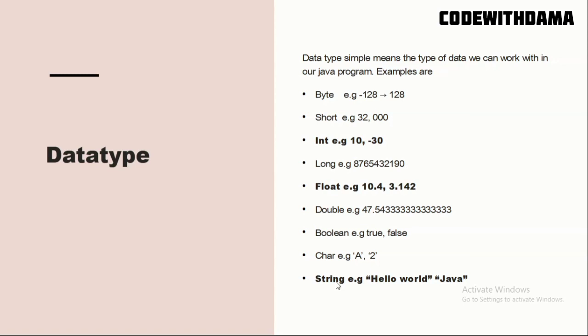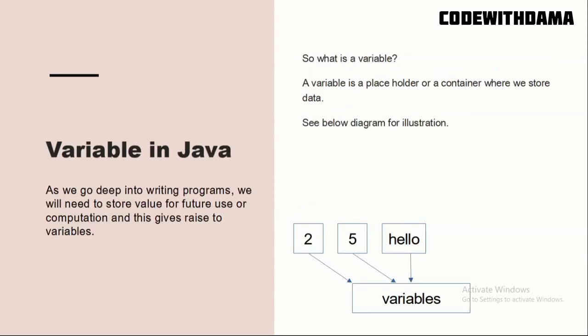Now the ones I highlighted in bold are the ones that are mostly used and the ones we are going to be using mostly in these examples. So let's go further to look at variables. Now a variable is simply a container that you can store your data in so that you can work with it thereabout. Maybe you can print it or you can carry out some computation on this data.